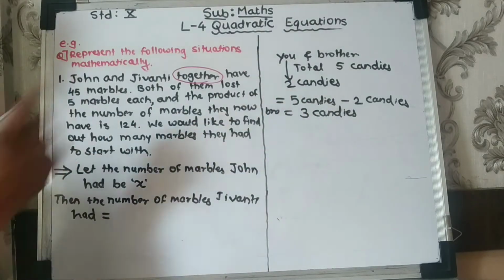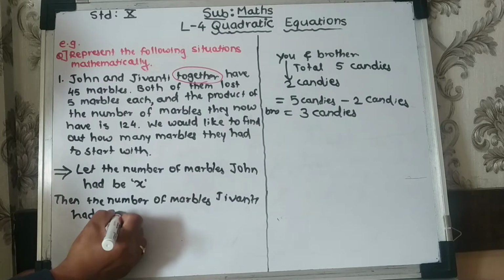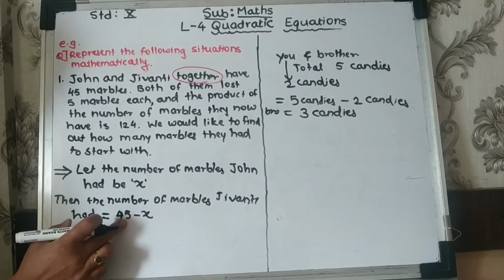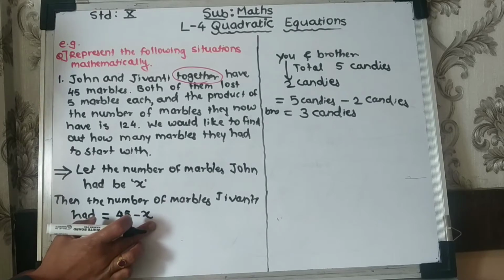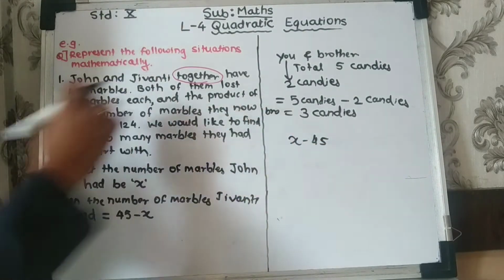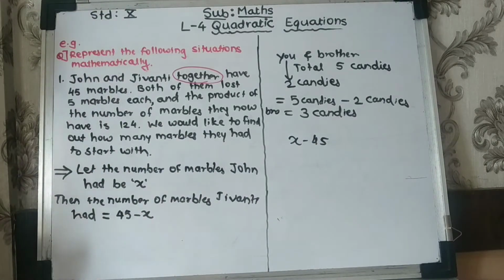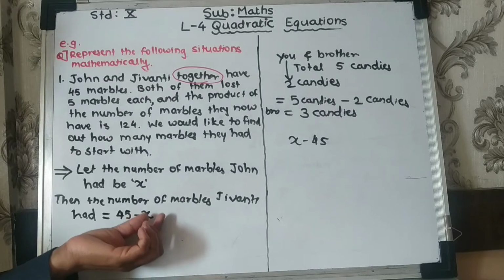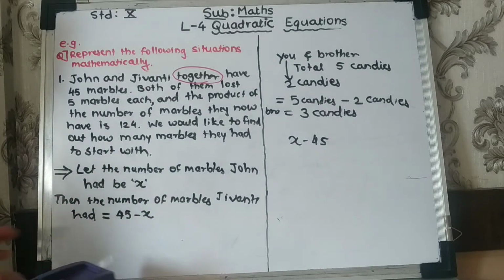The same example I have given over here. So 45 minus x. From the total, we are subtracting John's marbles. Don't write it like x minus 45. This is considered wrong, because we are subtracting x, that is John's marbles, from 45. Got it? Now, this is what they have.